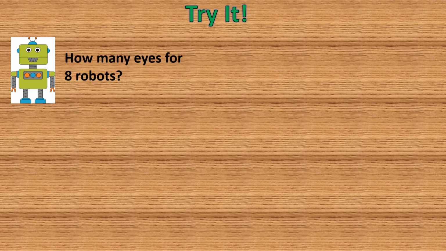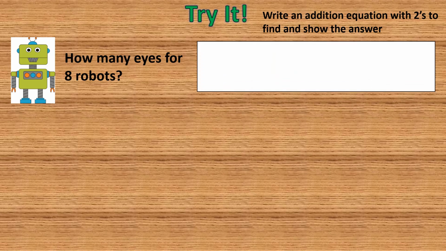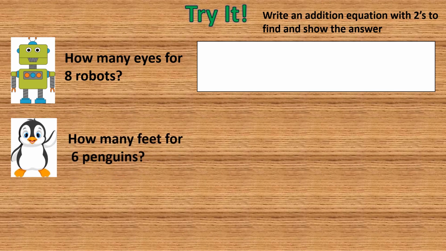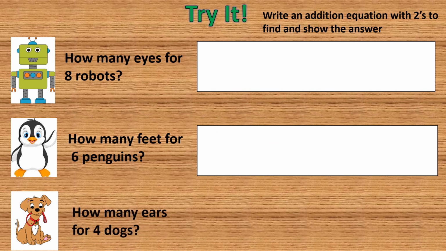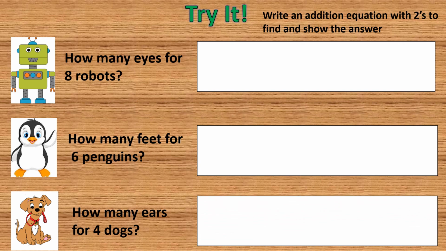Complete these problems. How many eyes are there on 8 robots? I can see from the picture that one robot has 2 eyes. So write an addition equation with groups of 2 to show how to find the answer and write it in the box. Then, see if you can figure out how many feet are on 6 penguins. Write your equation in the box. And finally, how many ears are on 4 dogs? Don't forget to write your equation in the box.